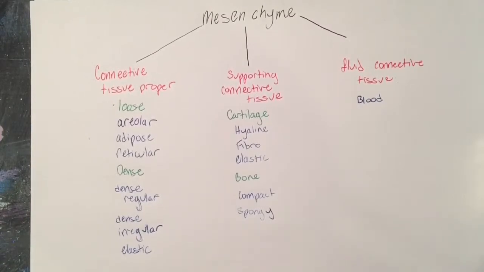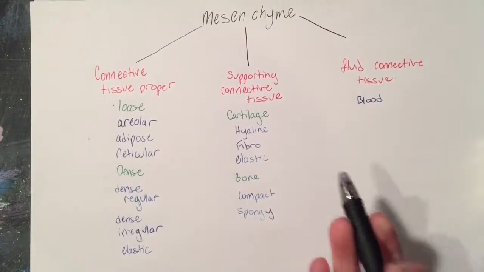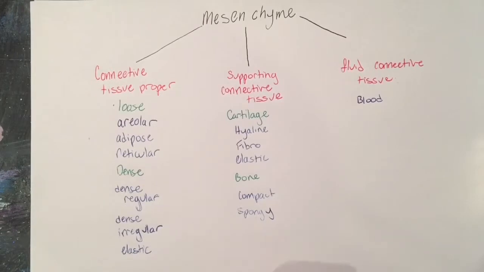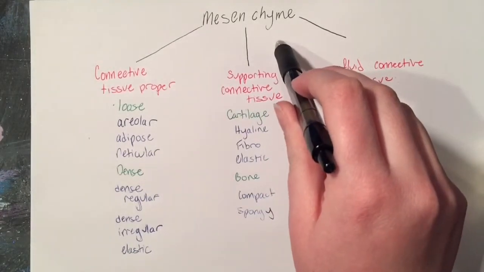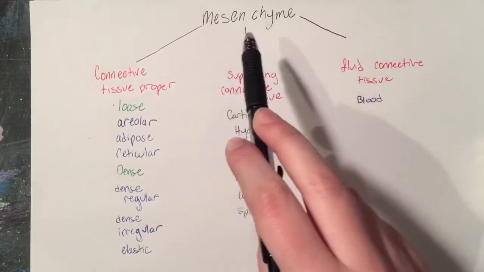As you can recall, connective tissue is one of the 4 tissue types in the body. We have epithelial, connective, muscular, and nervous. Connective tissue is the most diverse and the most common inside the body because it's basically everything that is not lining something or muscle or nervous system. So all connective tissue comes from the one main stem cell, mesenchyme.